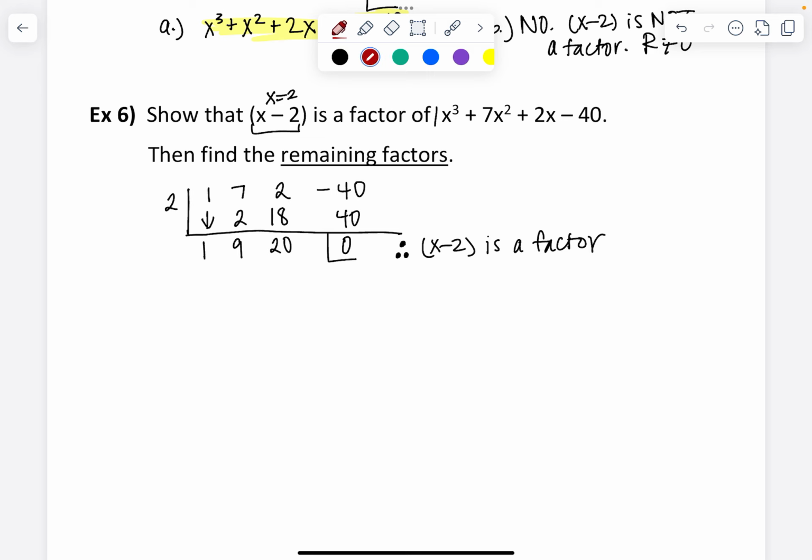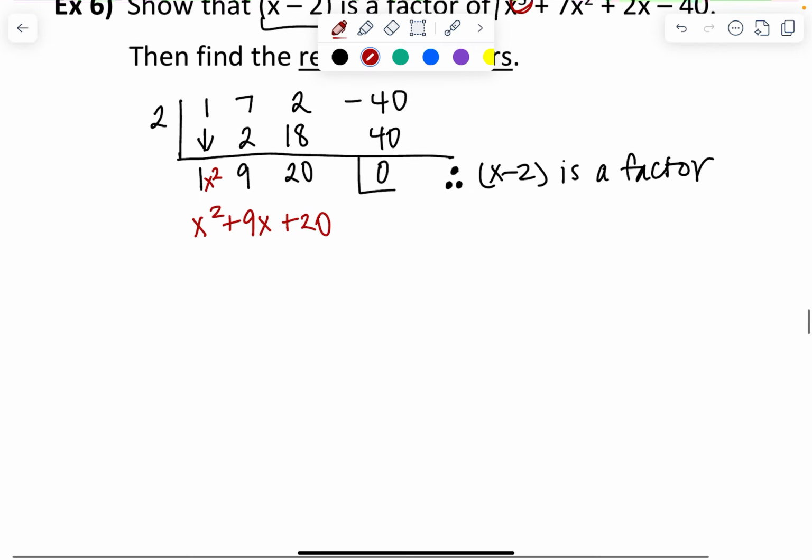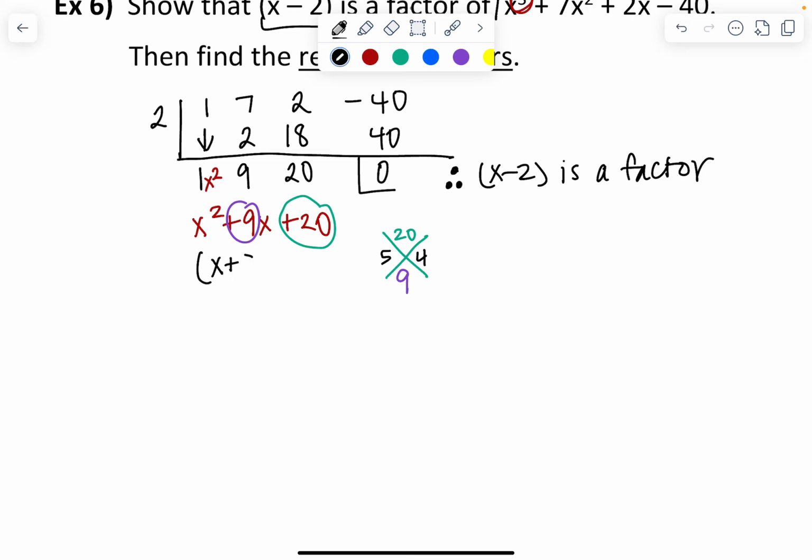And so what we're left with is, our original polynomial was degree 3, and so this is going to be degree 2. And so our result is x squared plus 9x plus 20. And we can actually factor that. That's a quadratic. We know how to factor. We need two numbers that multiply to 20, but add to 9. Those numbers are 5 and 4. And so this quadratic factors to x plus 5 and x plus 4.